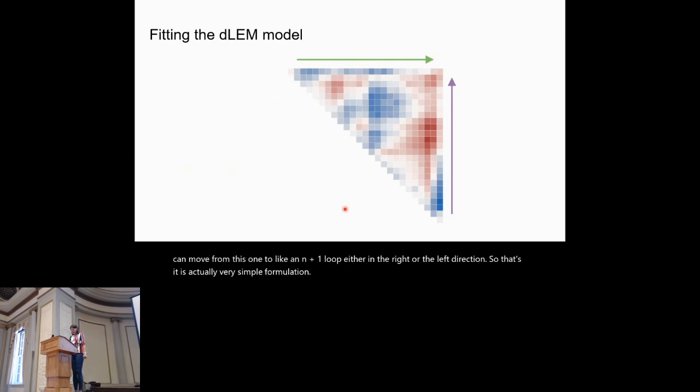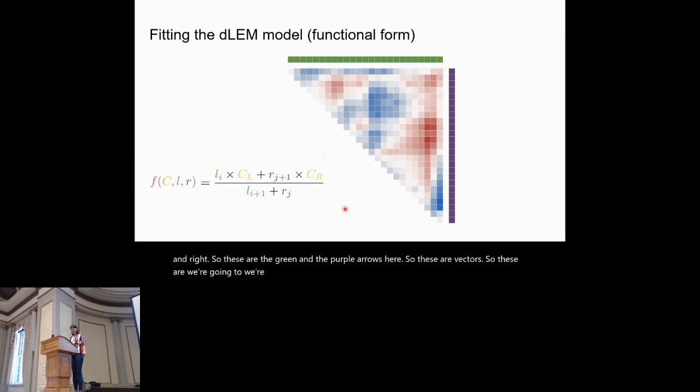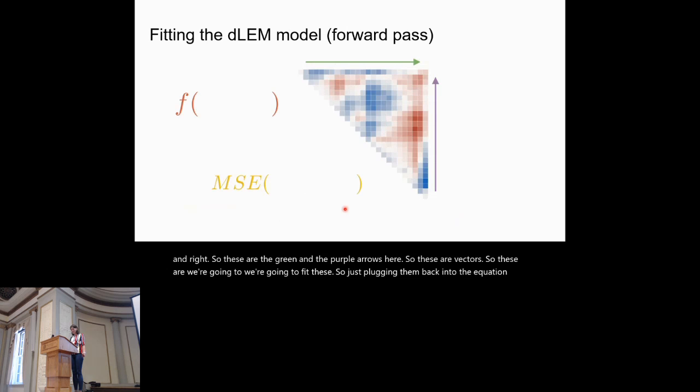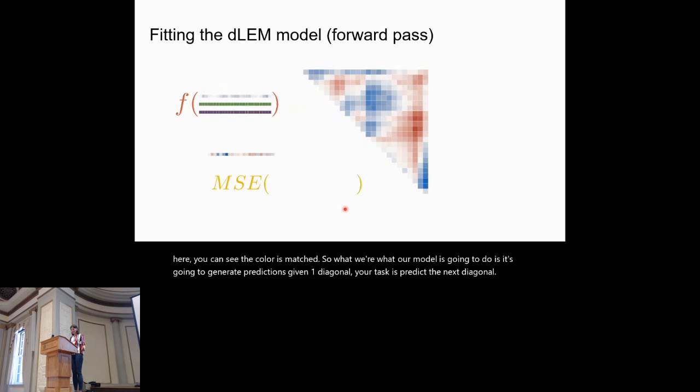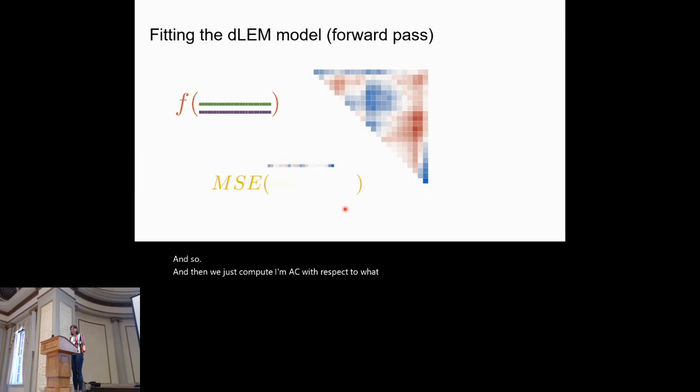Okay, so how do we fit the model? We instantiate locus-specific rate parameters, left and right. These are the green and the purple arrows here. These are vectors that we're going to fit. Plugging them back into the equation here, you can see the colors match. What our model is going to do is generate predictions. Given one diagonal, your task is to predict the next diagonal in terms of these parameters. And then we just compute the MSE with respect to what we actually observe in the data.